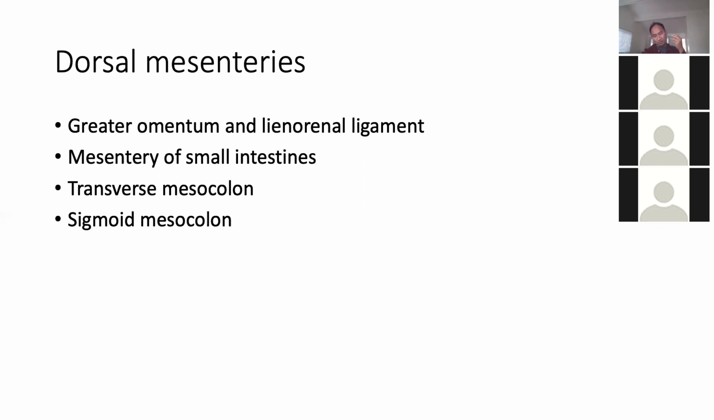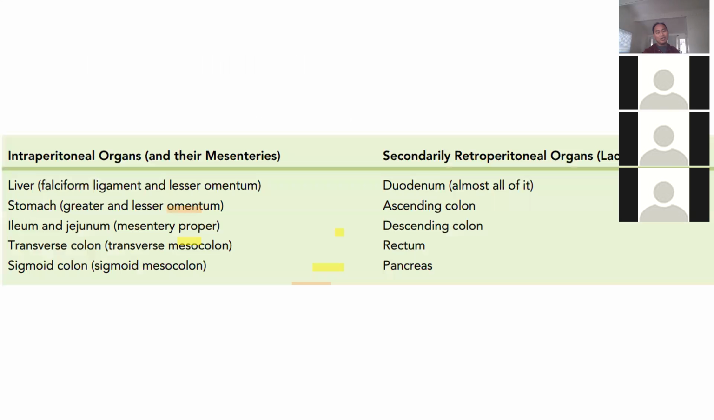Some are peritoneal, some are retroperitoneal. So some of the intestines are intraperitoneal, some are stuck to the posterior abdominal wall, retroperitoneal. So I want you to remember structures which are stuck to the posterior abdominal wall, retroperitoneal structures, and structures inside the peritoneum, which are the intraperitoneal structures.